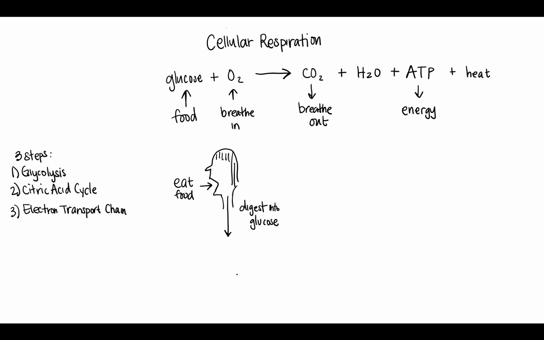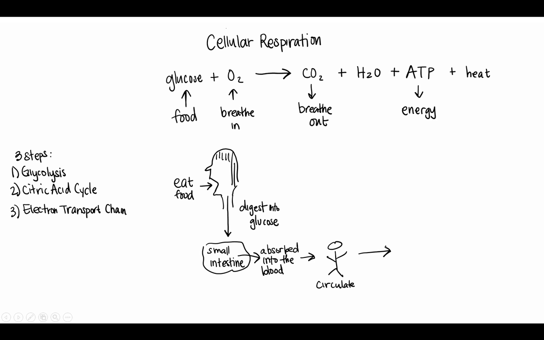The digested glucose is going to make its way down to the small intestine. And when it's in the small intestine, the glucose will be absorbed into your blood. Then it's going to circulate over your entire body. And finally, it'll end up in every cell of your body.